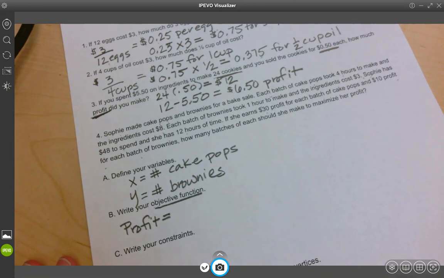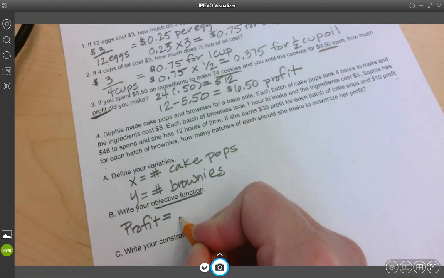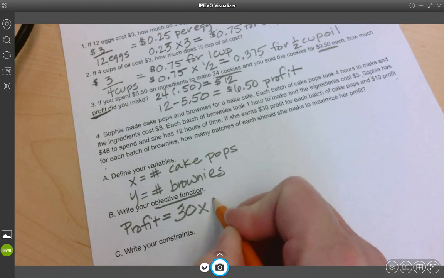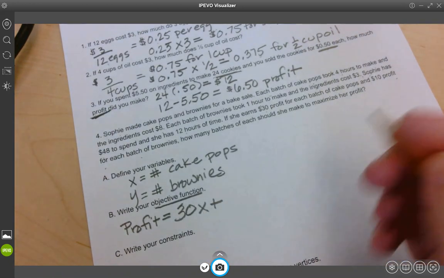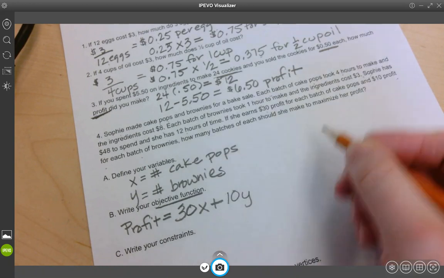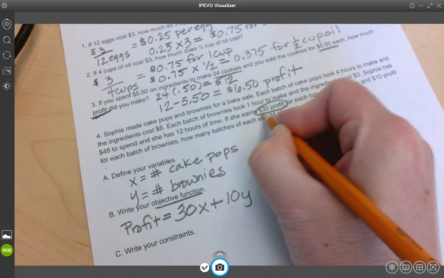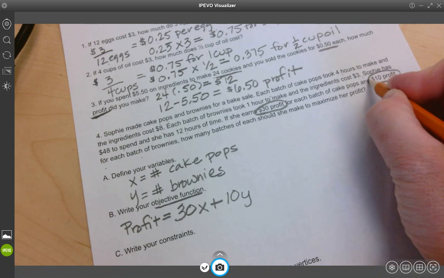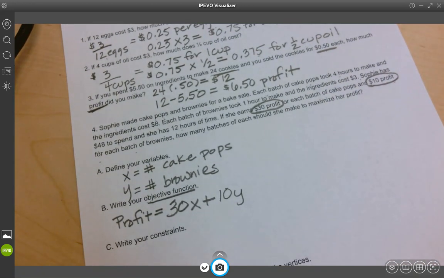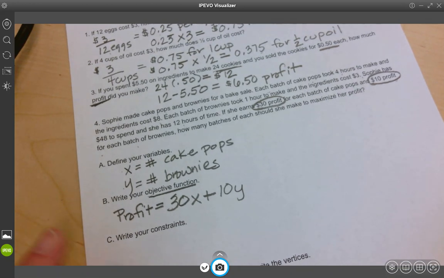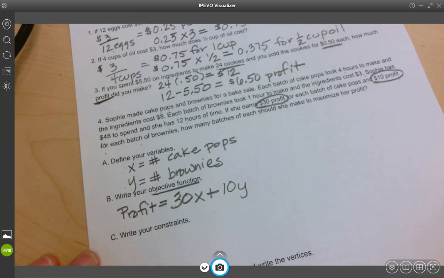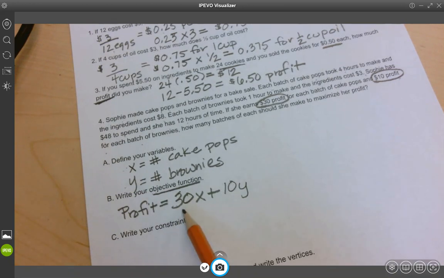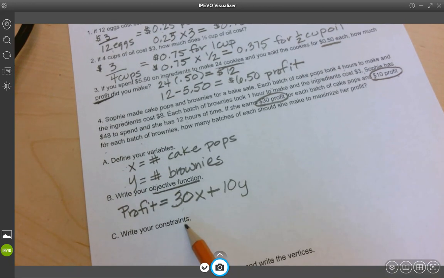Kelly, can you give us the profit equation you found? 30x plus, say it again, 10y. Good. Now, I know a lot of you are looking at different numbers that were about money, but these are the ones that we want because they had the word profit with them. Now, some of you guys use those other numbers, and those are going to show up in a constraint. Who has a question about our objective function? So it's our goal to maximize the profit. Nadine, can you get that? Got that? Perfect.